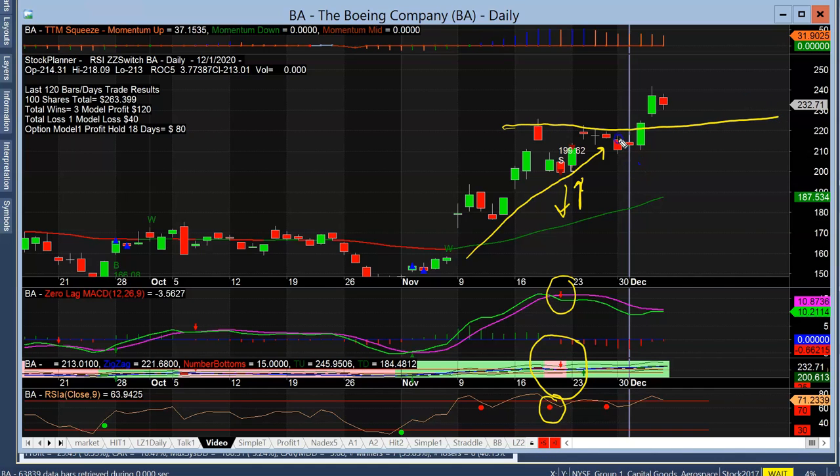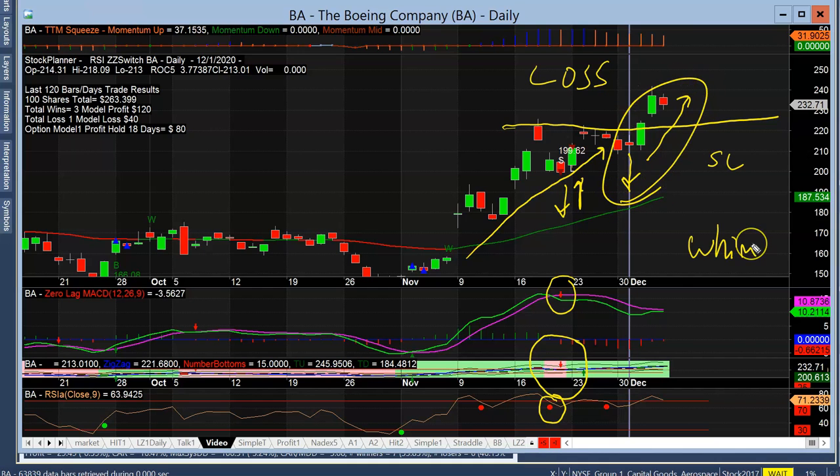So on a whim, I took a short here. The very next day, it went up and never looked back. So that resulted in a loss, hit the stop loss, and it's another loss. And this one was on a whim though, no signal.